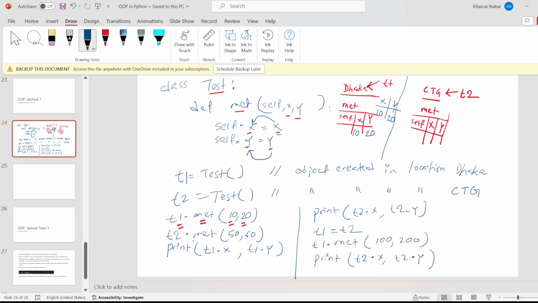So again, I call met of t2. So over here, this met is being called, and in the arguments, we send 50 and 60. So x has 50 over here, and y has 60 over here. Again, we create two instance variables, x and y, and we store the information 50 and 60 over here.